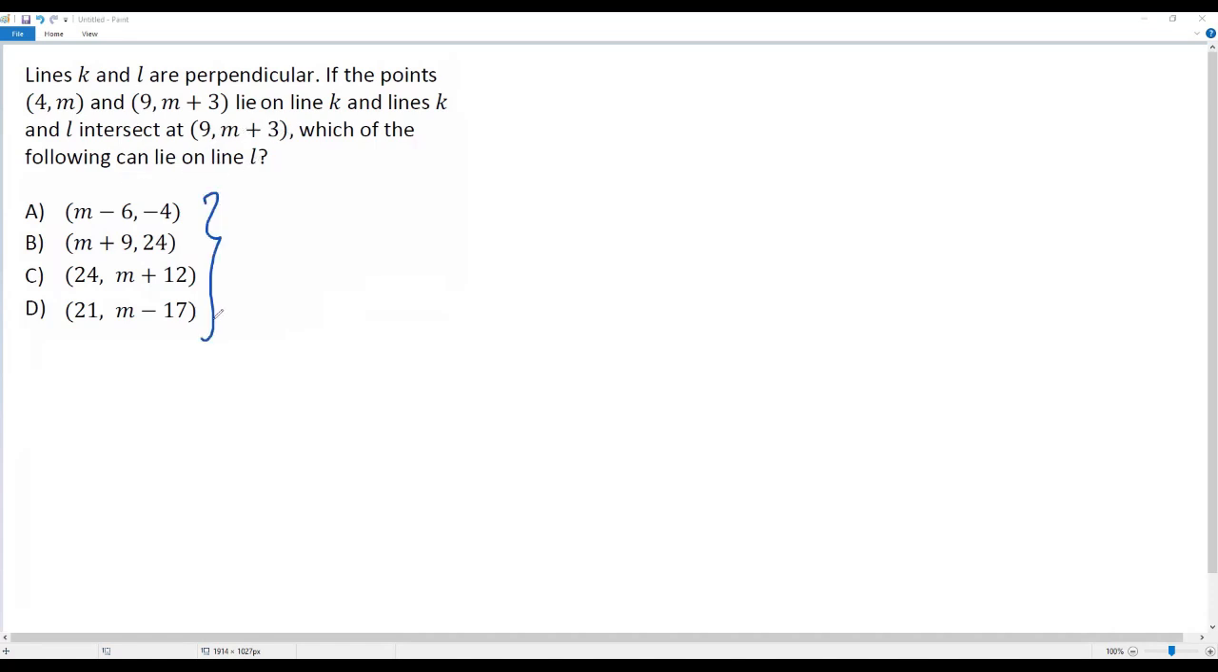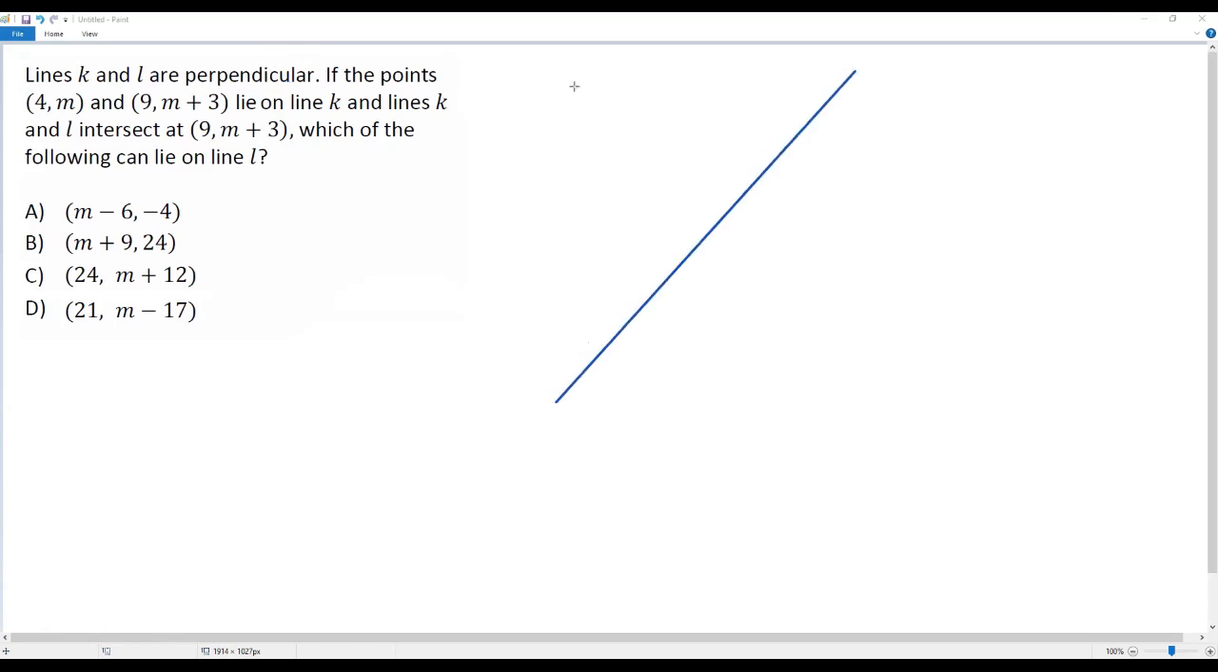In the given answer choices, we have to find the point that can lie on line L. We have 2 points on line K, that is (4, m) and (9, m+3). And also at this point (9, m+3), the two lines K and L intersect. Now let me draw two lines K and L so that they are perpendicular, that is, they intersect at a right angle.